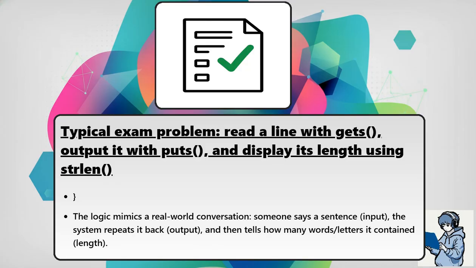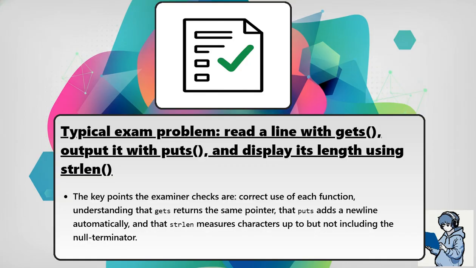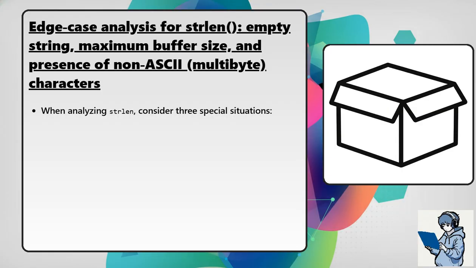The logic mimics a real-world conversation: someone says a sentence (input), the system repeats it back (output), and then tells how many words or letters it contained (length). The key points the examiner checks are: correct use of each function, understanding that gets returns the same pointer, that puts adds a newline automatically, and that strlen measures characters up to, but not including, the null terminator. When analyzing strlen, consider 3 special situations.